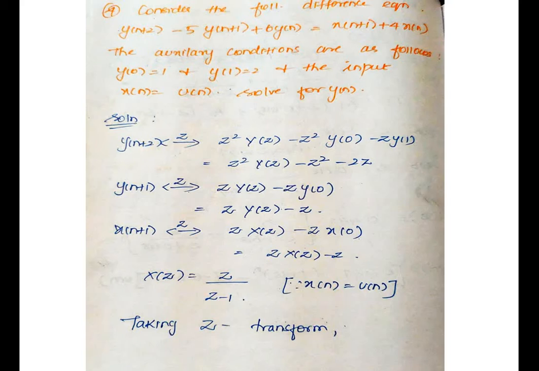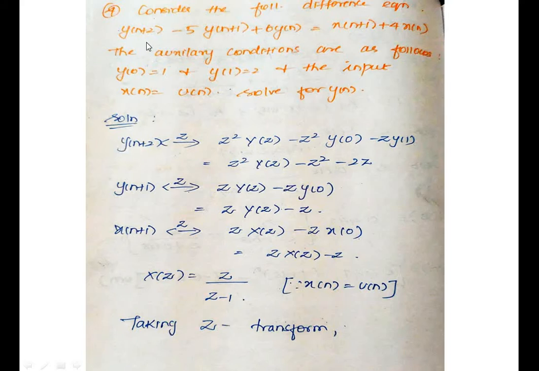So the question says, consider the following difference equation: y of n plus 2 plus 5y of n plus 1 plus 6y of n is equal to x of n plus 1 plus 4x of n. Now the auxiliary conditions are as follows, which are nothing but the initial conditions. Y of 0 is equal to 1 and y of 1 is equal to 2. The input x of n is equal to u of n. We have to solve for y of n.